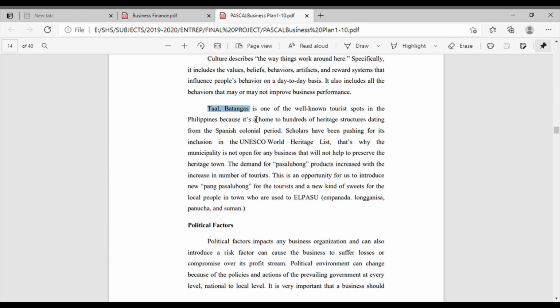Taal Batangas is one of the well-known tourist spots in the Philippines, and because it's a home of hundreds of heritage structures dating from the Spanish colonial period, scholars have been pushing for its inclusion in the UNESCO World Heritage List. That's why the municipality is not open for any business that will not help to preserve the heritage town. So ano yung apekto nun daw ng sociocultural factor? Isa sa mga rules na kailangang sundin in sociocultural factor pag magtatayo ng place sa Taal, dapat ipine-preserve yung culture. So, yun yung isang factor na nakakaapekto.